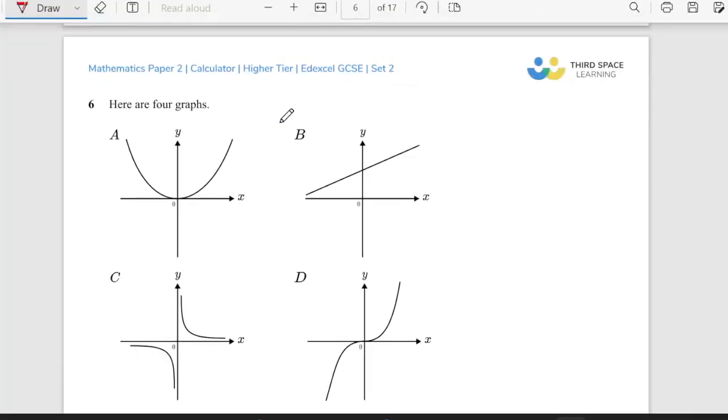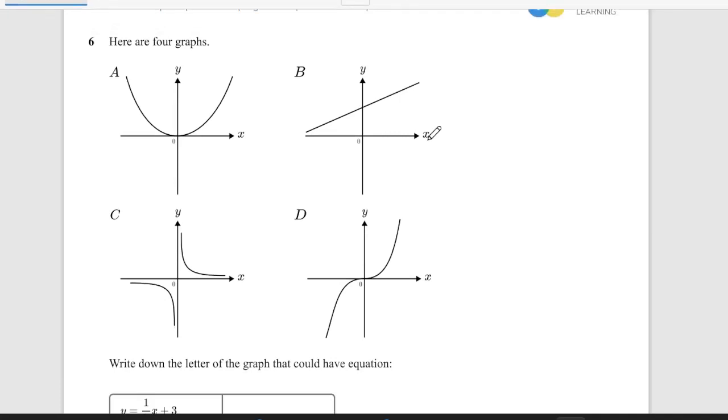Okay, here are 4 graphs. I'll talk you through them straight away. This is going to be a quadratic graph, so y is equal to something x squared.